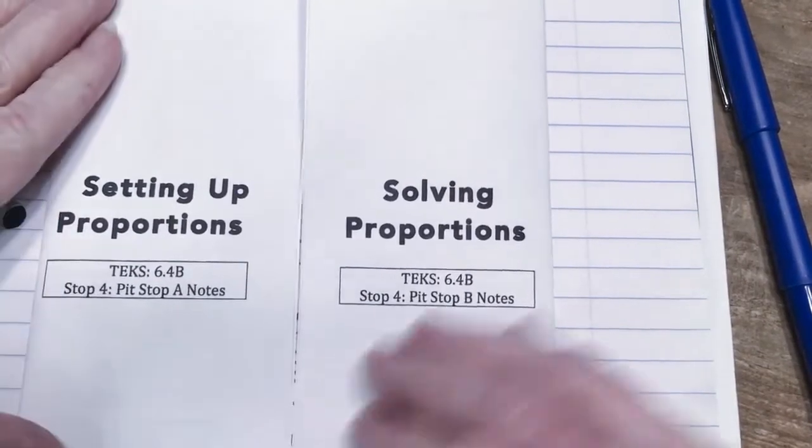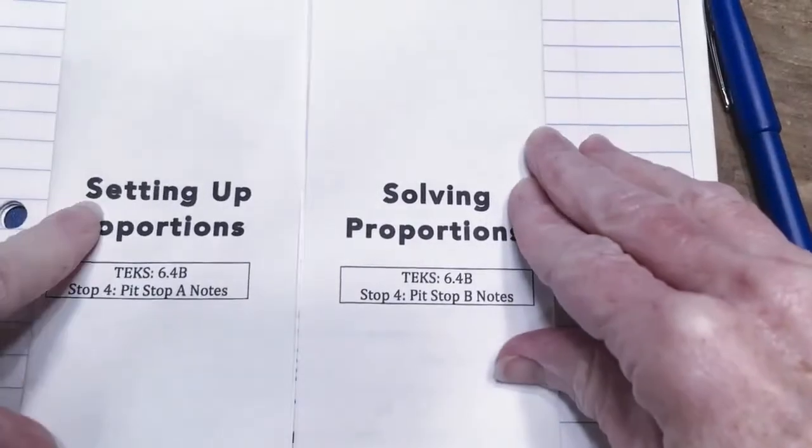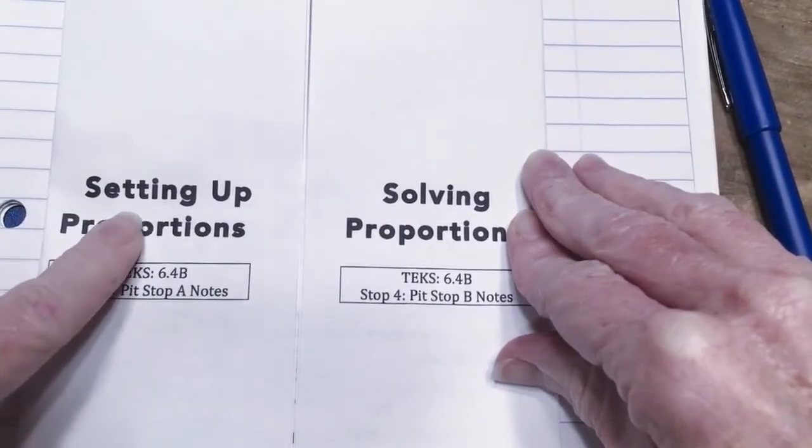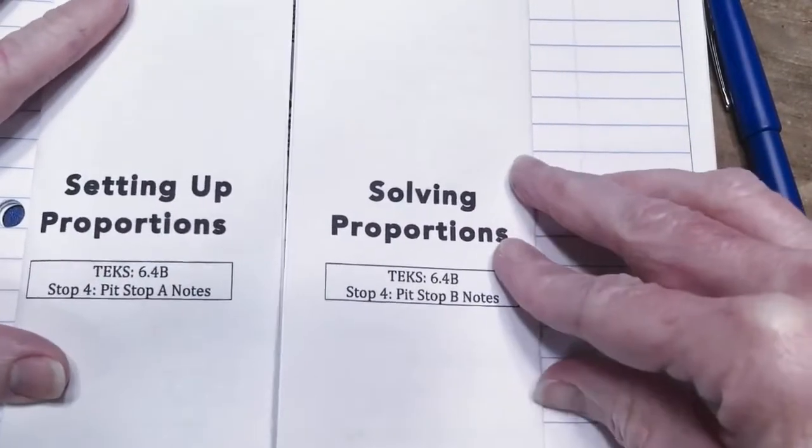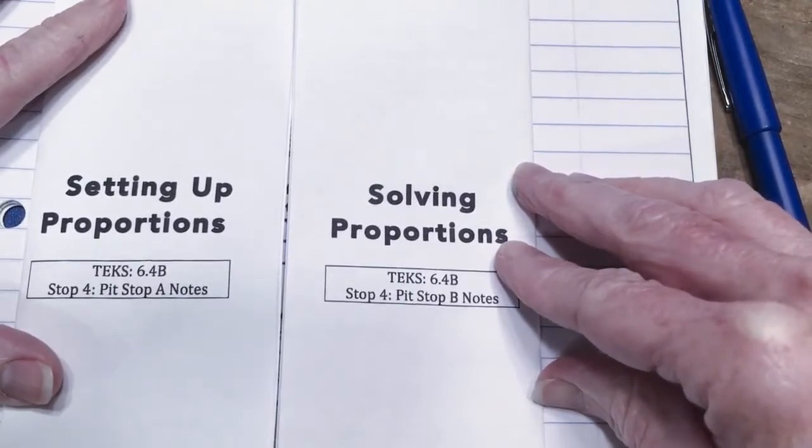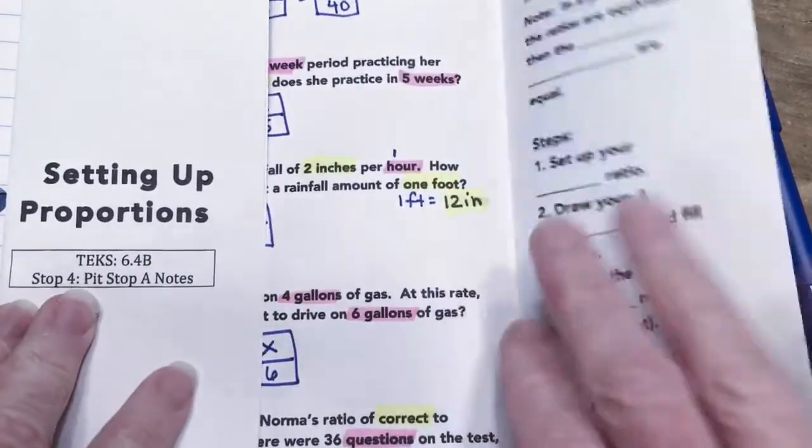This is the second part of solving proportions. So in the first video in pit stop A, we were setting up the proportion, and now in pit stop B, we're solving the proportion. So we're using the same set of notes, but we're just completing it now.